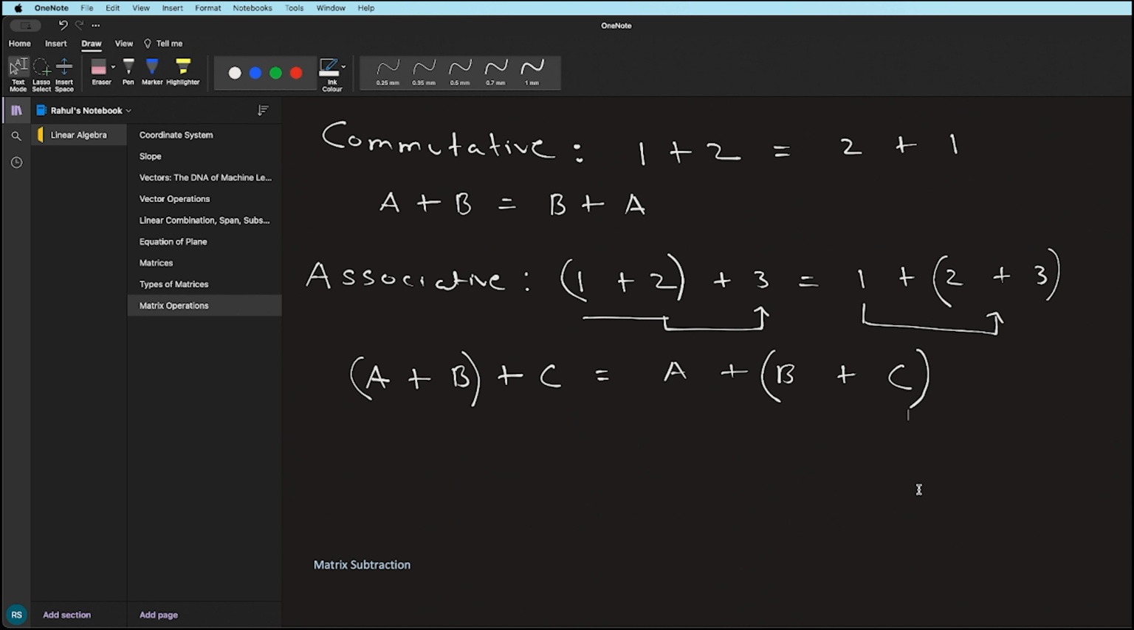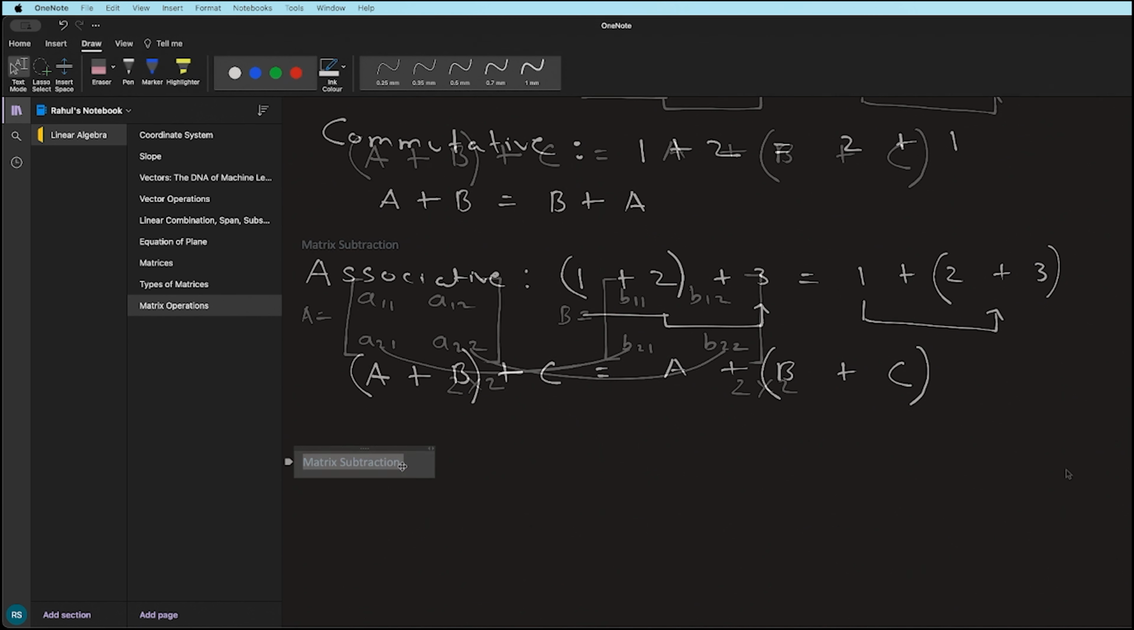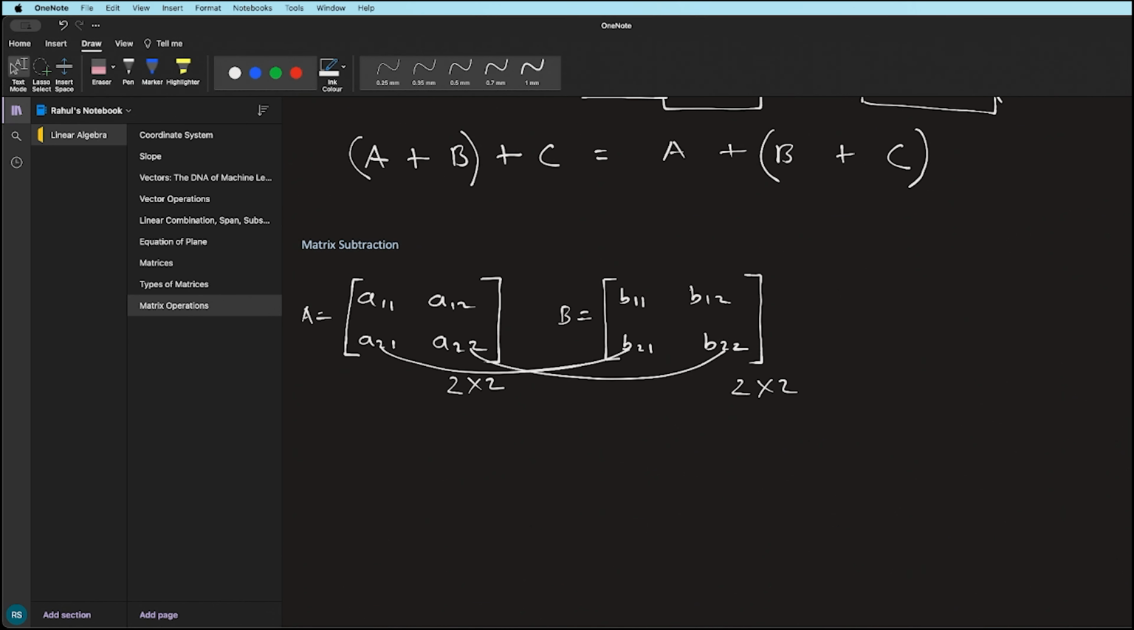So this is why it is called the associative property. Now coming to matrix subtraction, there is a similarity between matrix addition and subtraction. What is that similarity? It is a similarity of the condition. In order to perform matrix subtraction, the shape or the dimension of the two matrices must be the same. So this is a 2 cross 2 matrix and this is also a 2 cross 2 matrix.